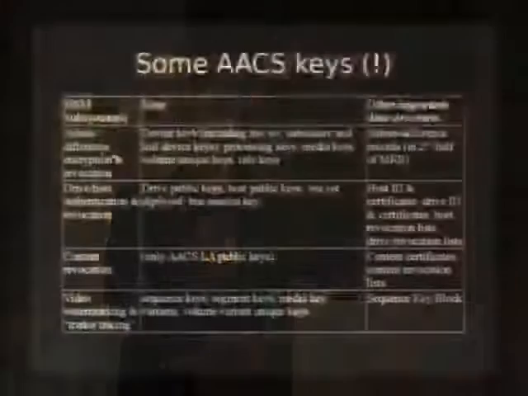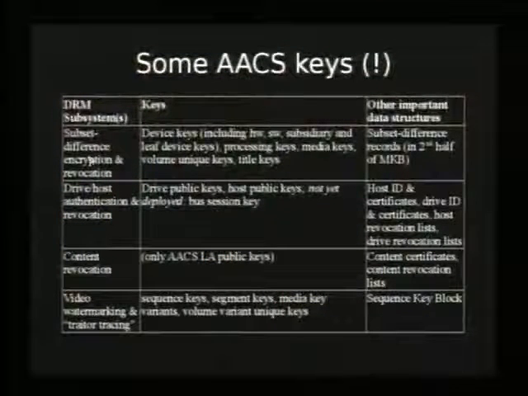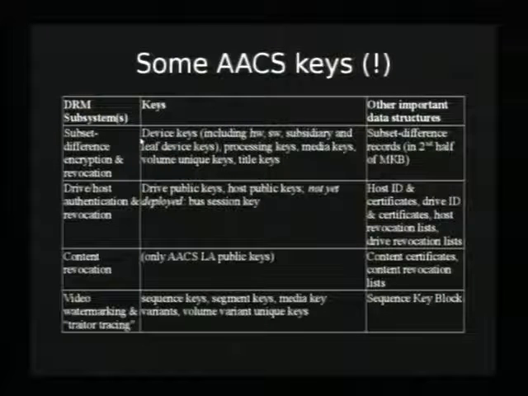Now, as I was saying before, there are a lot of AACS keys. This is a list of some of them, broken down by major subsystems. So this subset difference encryption and revocation system, can you all see that cursor? Is that fairly clear when I use that to highlight parts of the slides? Good. It uses a whole stack of different keys. They're the device keys that I was talking about. And it turns out that device keys can be broken down into all these different subcategories. There are hardware ones, software ones, subsidiary device keys, leaf device keys. There's the processing key, like the 09F9 key that we saw before. There are media keys, volume unique keys, and title keys.